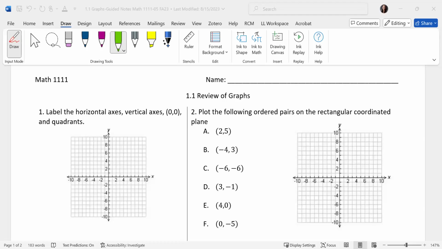Hi, in this recording, we're going to look at the section 1.1 review of graphs.